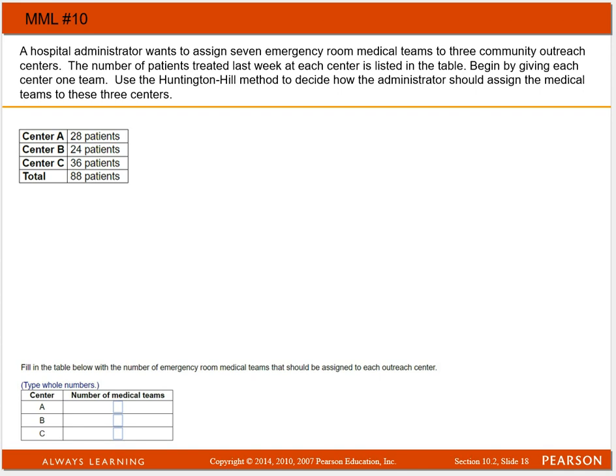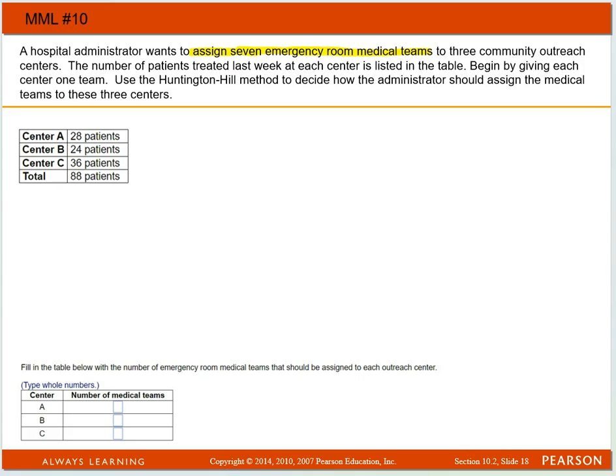Okay, my math lab number 10 is another one where you have to use the Huntington-Hill numbers to figure out what they're doing here. Let's see. A hospital administrator wants to assign 7 emergency room medical teams to 3 community outreach centers, so centers A, B, and C. The number of patients treated last week at each center is listed in the table.